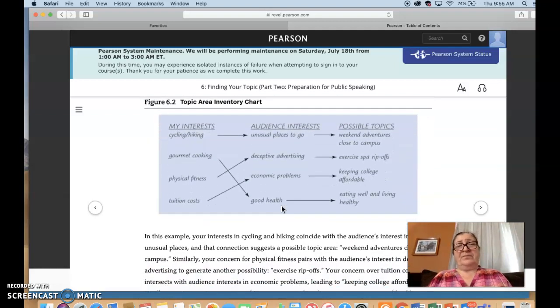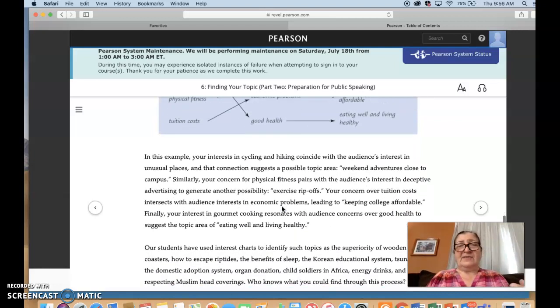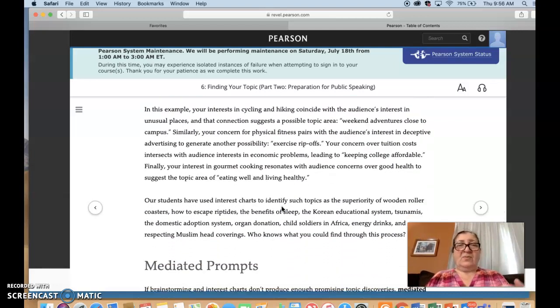Then on figure 6.2 in chapter 6, my interests in a column, audience's interests, and then the cross section of them would be possible topics. For example, if I'm interested in cycling and hiking, the audience might like unusual places to go because they may not want to hear about cycling, but they may want to hear about places. So the possible topic could be weekend adventures close to campus, like going to a college camp or hiking trails, or what's a good place to go bicycling.